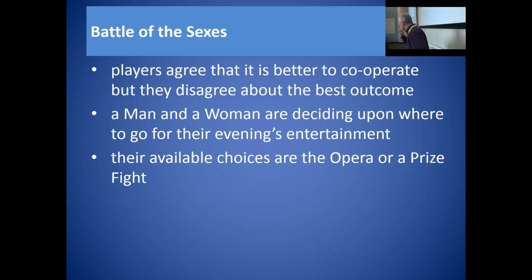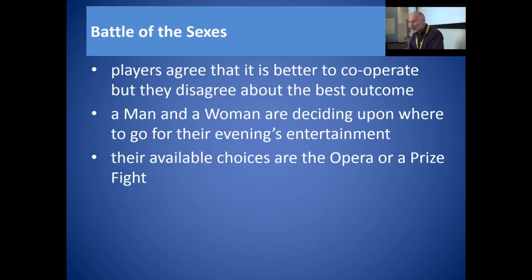However, the man and the woman disagree over their most preferred venues. According with gender stereotypes, what we know is the woman would much rather go to the... you think it's going to be? Opera, well done. And the man would much rather go to the prize fight. Okay? That's what's going on the next slide.